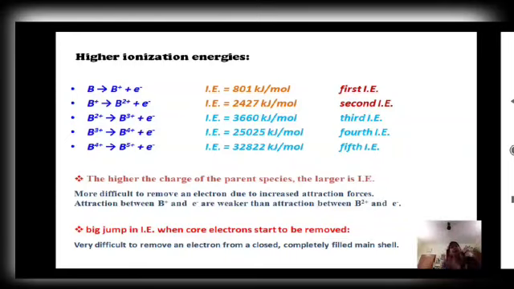When boron releases one electron, it becomes B+, with an ionization energy of 801 kilojoules per mole. This is called the first ionization energy. Then B+ loses a further electron to produce B2+. It is the second ionization energy, with a value of 2427 kilojoules per mole, and so on. The higher the charge of the parent species, the larger the ionization energy. It is more difficult to remove an electron due to the increased attractive force between the nucleus and the outermost electron.